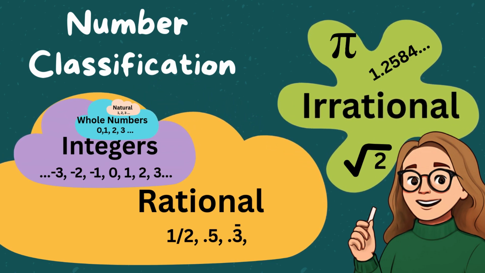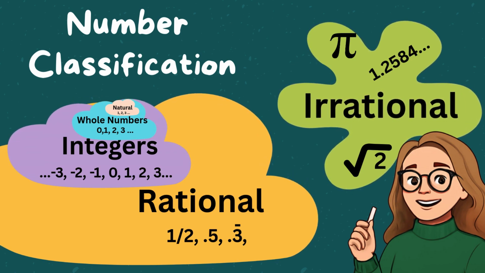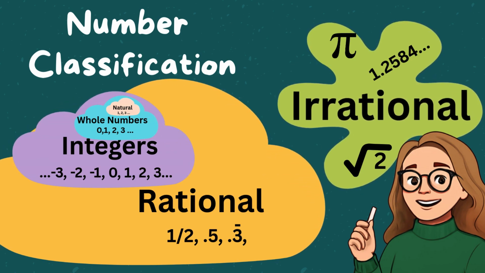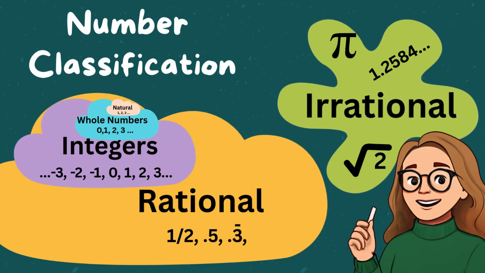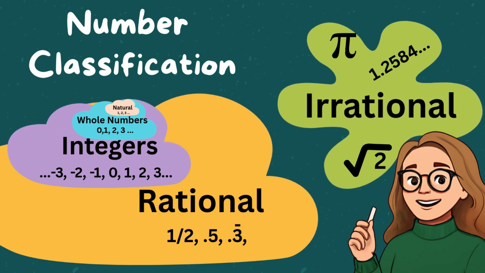Pi, we represent it as 3.14, but that is just an abbreviation. Pi is an irrational number. It goes on and on and on and on and on. And any decimal that continues on indefinitely with no end is an irrational number.